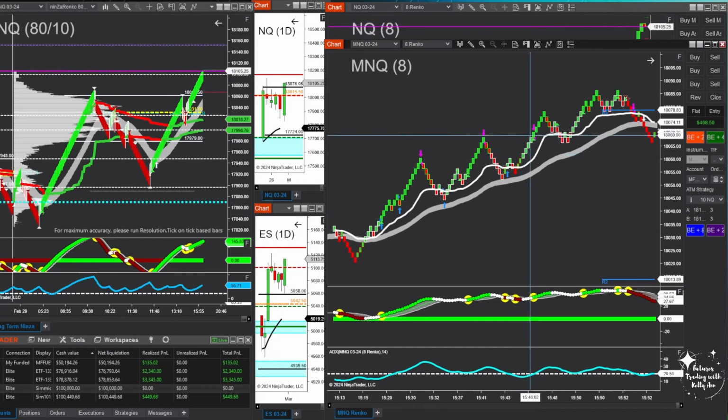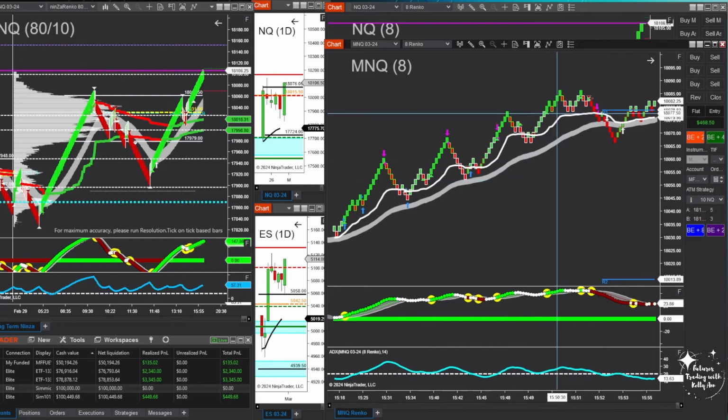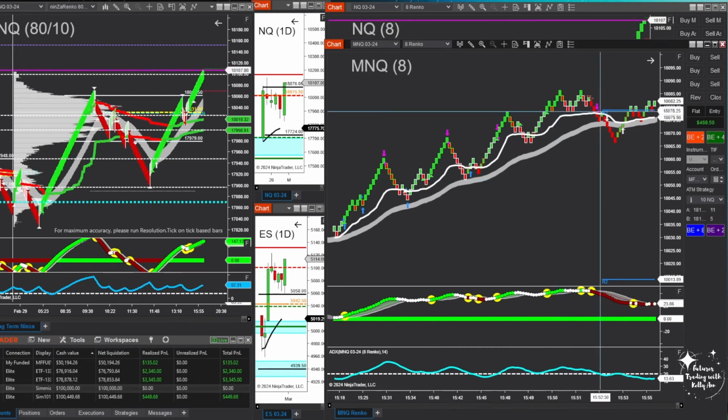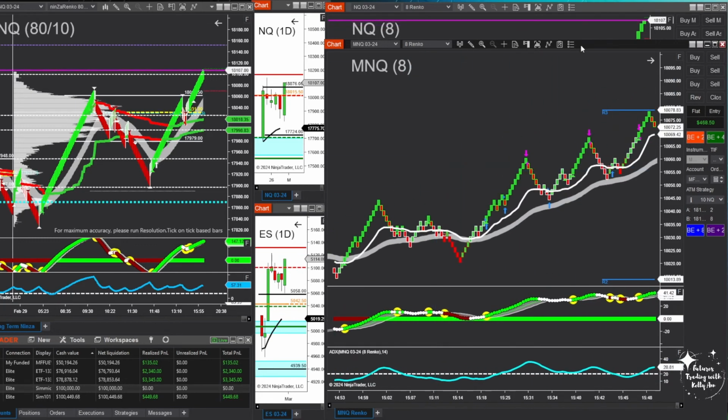And you would have moved your stop to here and then moved your stop to here. And then you would have gotten stopped out on your runner here. That's kind of how you swing trade, and you can do it two ways. You can keep your stop below the MA ribbon, below the pivot and the MA ribbon.